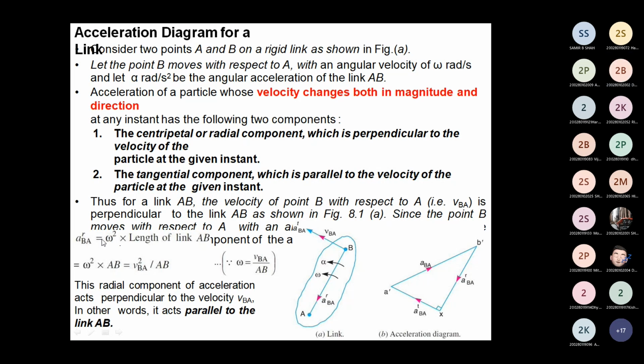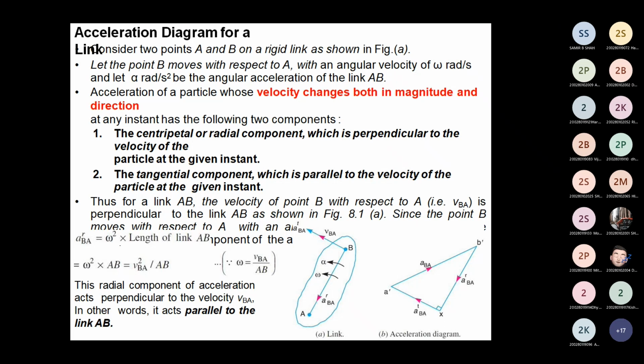Now talk about the magnitude. Remember that whenever we have to find the radial part, it is the multiplication of the length of the link and omega square. So you can directly use v square of that link divided by the link length. This is the first equation for the radial part.